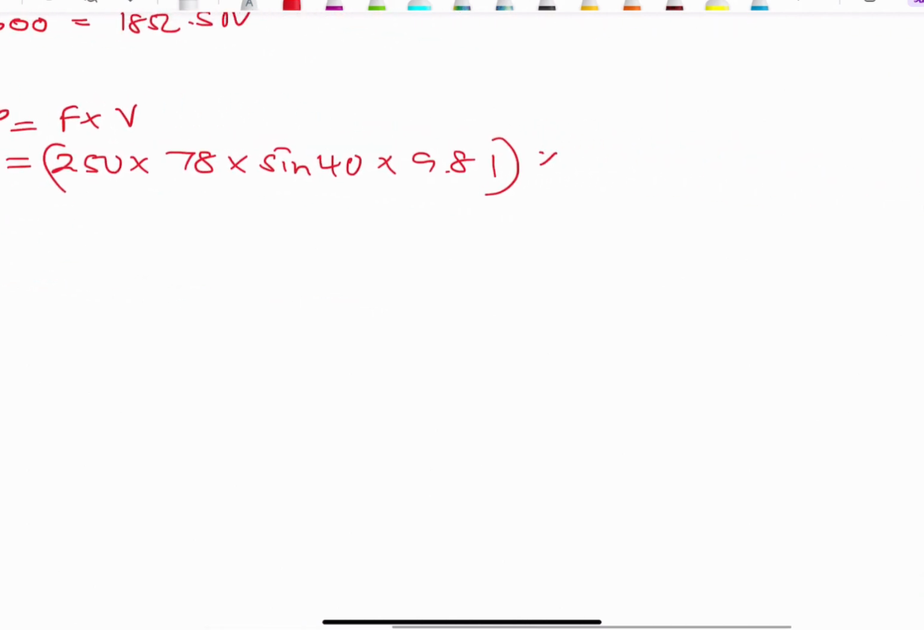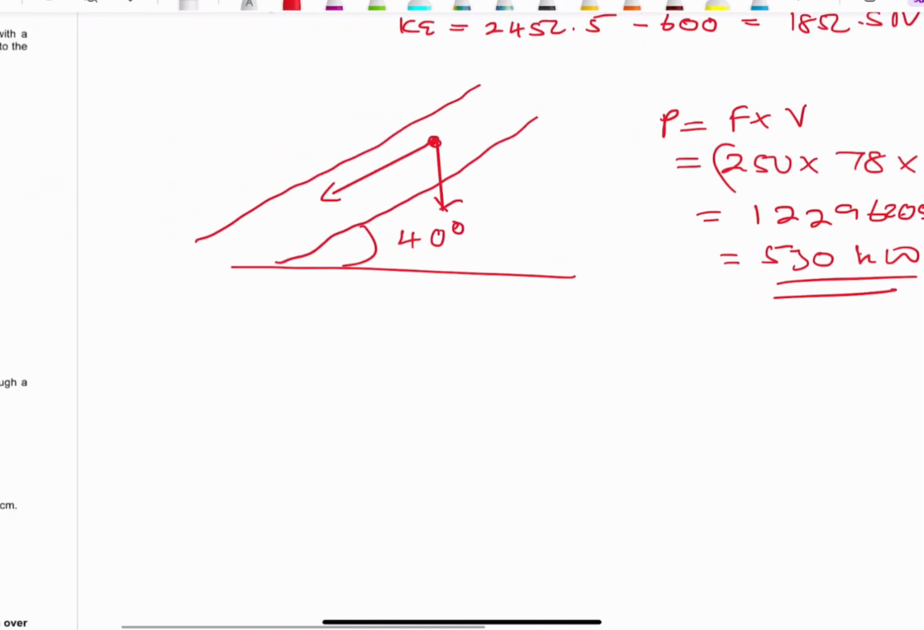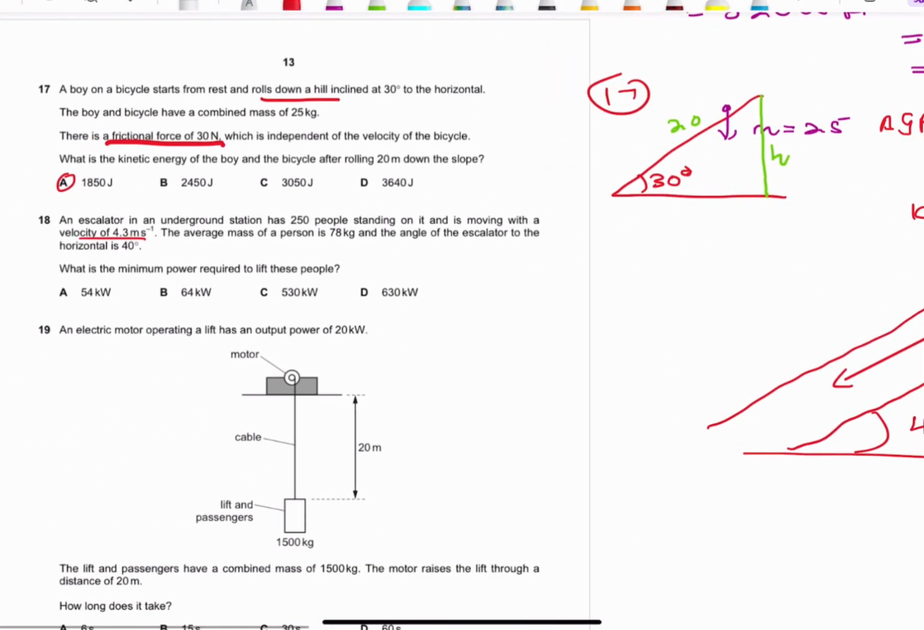If I multiply by the velocity of 4.3, I should get a power of approximately 122,960 times 4.3, something like that. That's going to give me about 530 kilowatts, and my answer is going to be C.